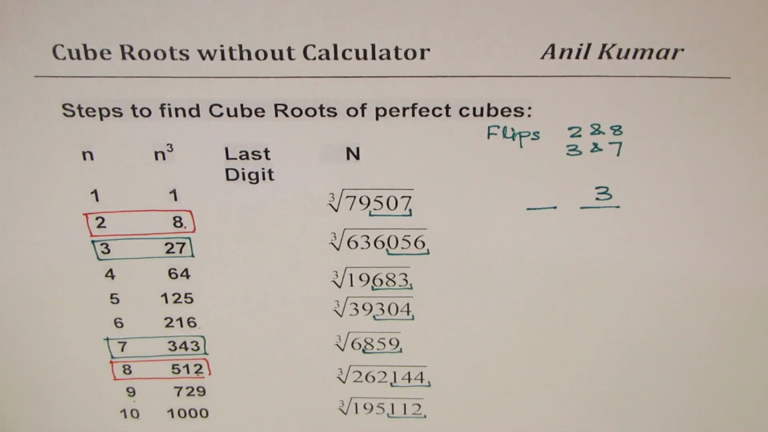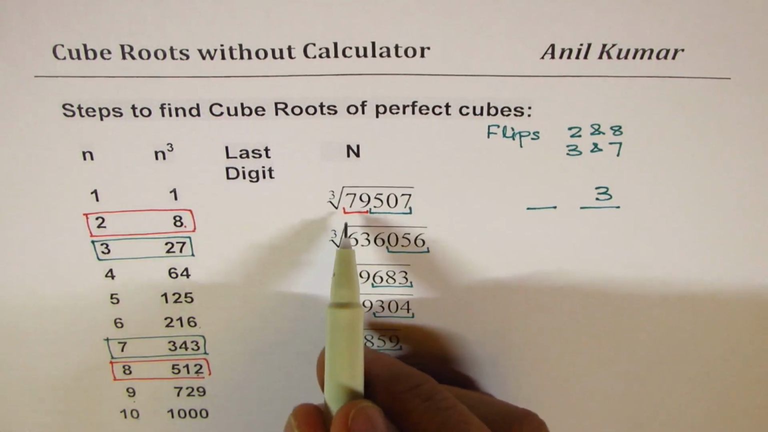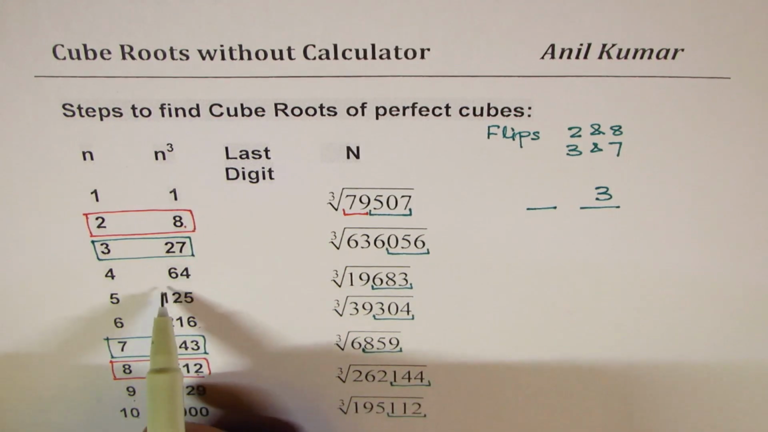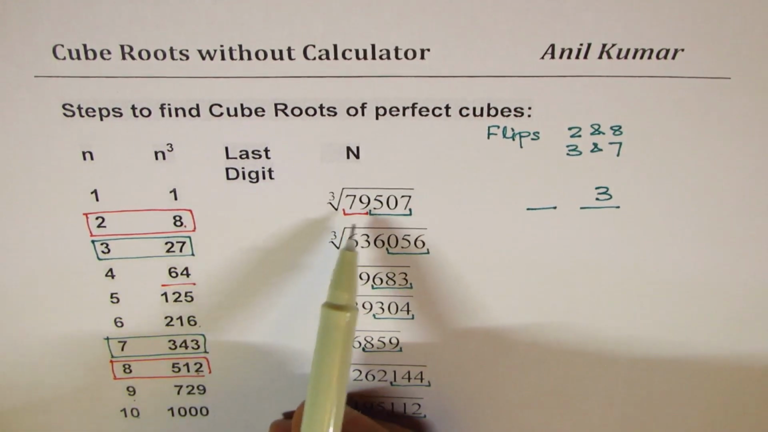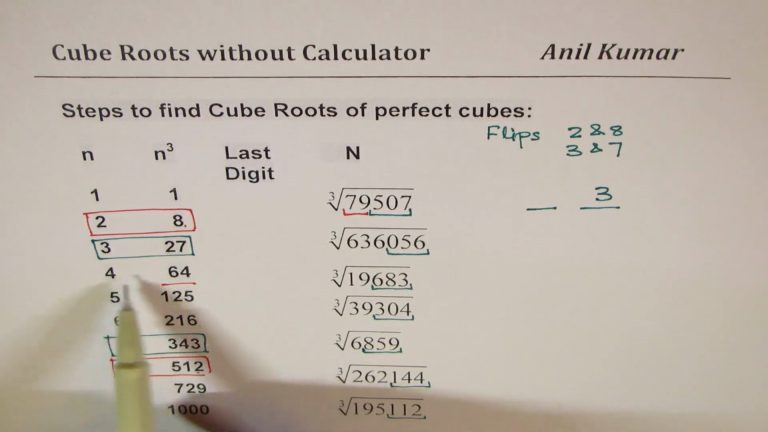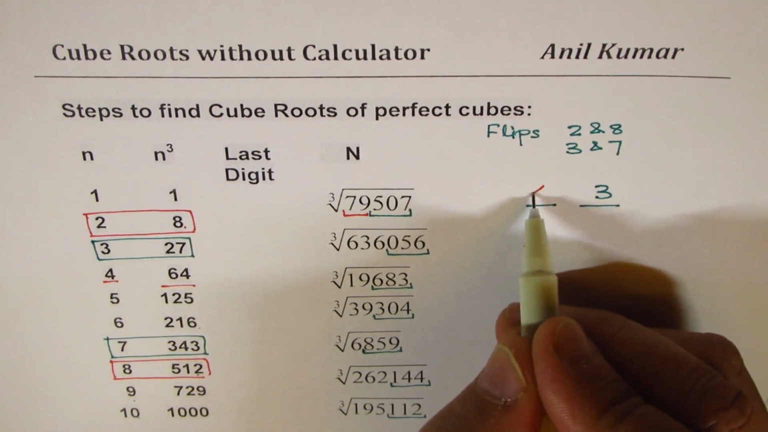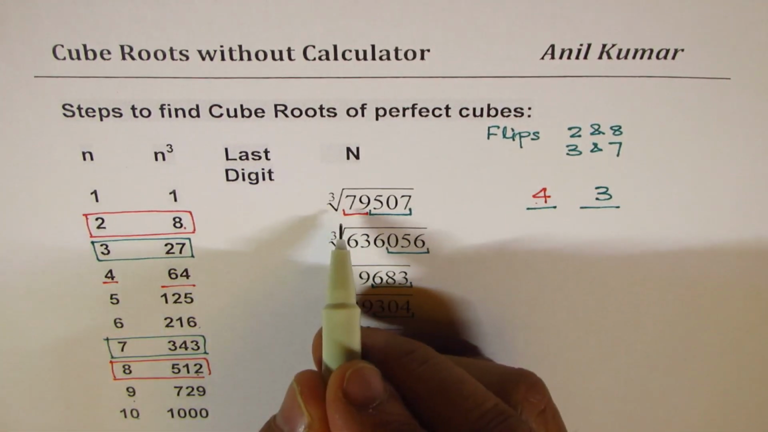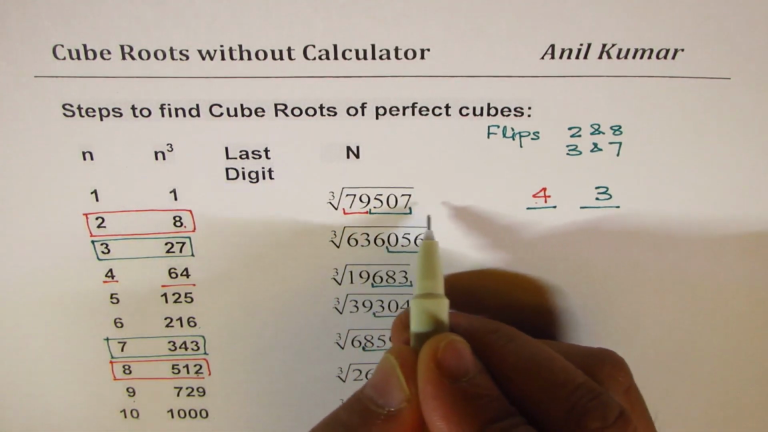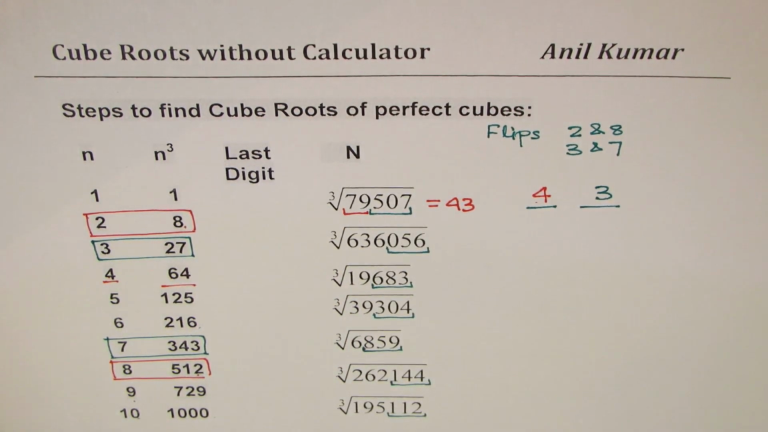Second step is we have to see the other group. The other group now in this case is 79. Now go through the cube list. What comes up to 79? It is 64, which is 4 cube. So the number here is 4. So 43 cube is 79507. So the answer for this is indeed 43. I hope you got the process.